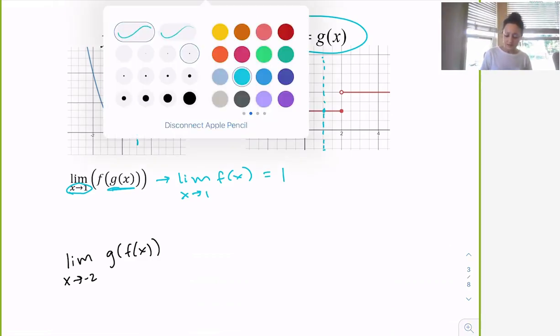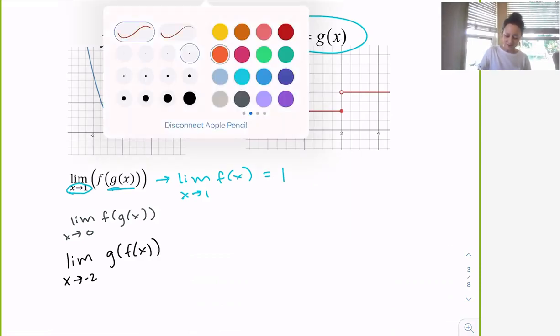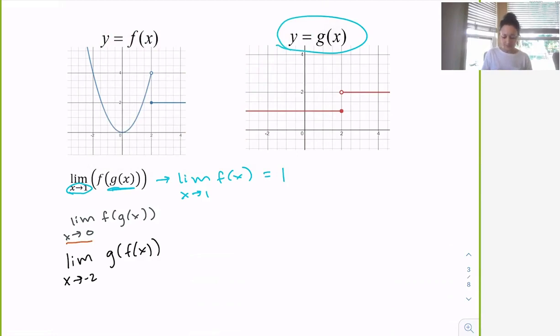I know I did not ask you to do this, but let's take a similar look. Let's take that same composition, but this time try the limit as x approaches 0 of f of g of x. I'm still going to start with my inside function, still starting with g of x. So now I want to take the limit as x approaches 0 of that inside function. If I draw my guide here, the limit as x approaches 0 of g of x is what? Looks like that's 1, okay? So that now becomes my new limit.